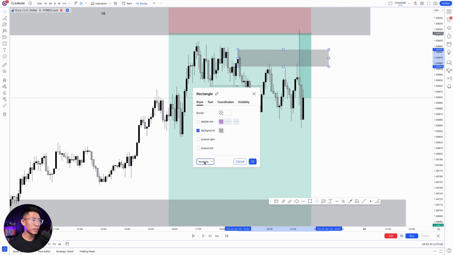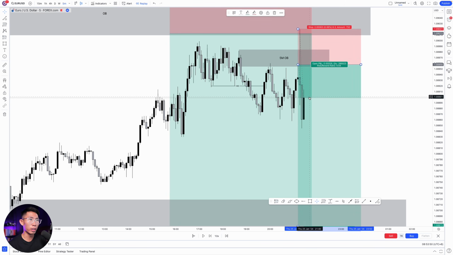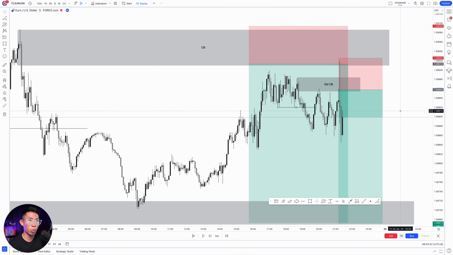So in this case, this is like our small time frame order block. So this could be like a 5-minute order block, right? And if you genuinely want to get that sniper entry, what you could have done is to get in on this 5-minute order block and actually take it all the way down here. And in that case, you will have a fairly tight stop loss right there.